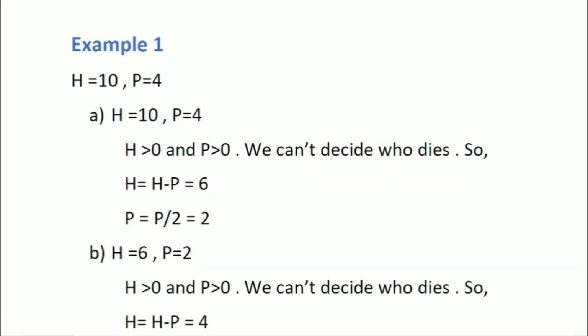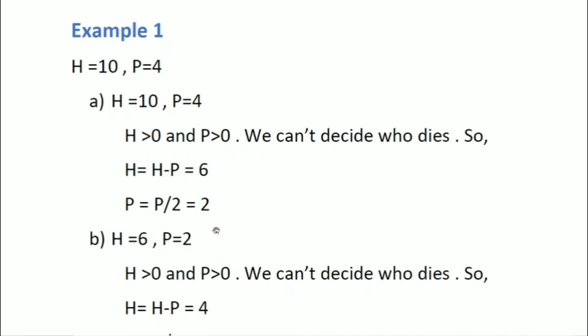Now let us understand the problem with some examples. Let us consider that the value of H initially is 10 and P, the power of the lightsaber, is 4. Since both the values are positive, we can't decide who is the winner. Then we will subtract P from H. The value of P is 4 and H is 10, so if we subtract P from H, H will be 6, and then we will divide P by 2, so the value of P becomes 2. Now the new values of H and P are 6 and 2 respectively.